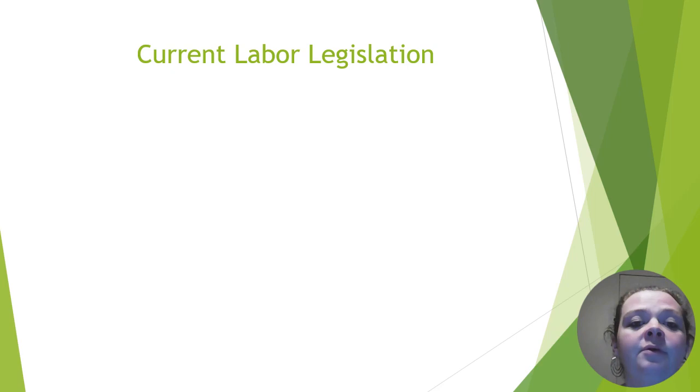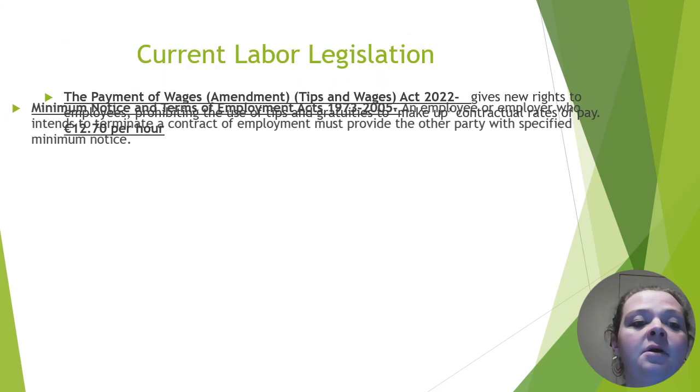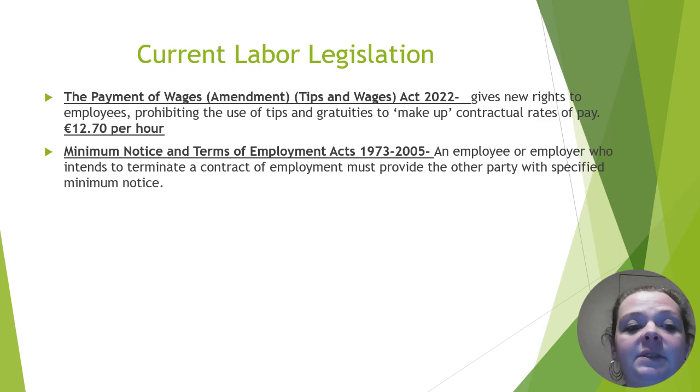The current labor legislations, some of the main ones: the Payment of Wages and Amendment Tips and Wages Act of 2022. It gives new rights to employees, prohibiting the use of tips and gratuities to make up contractual rates of pay, and their base rate of pay is $12.70 per hour. The Minimum Notice of Terms of Employment Acts of 1973 to 2005: an employee or employer who intends to terminate a contract of employment must provide the other party with a specified minimum notice.